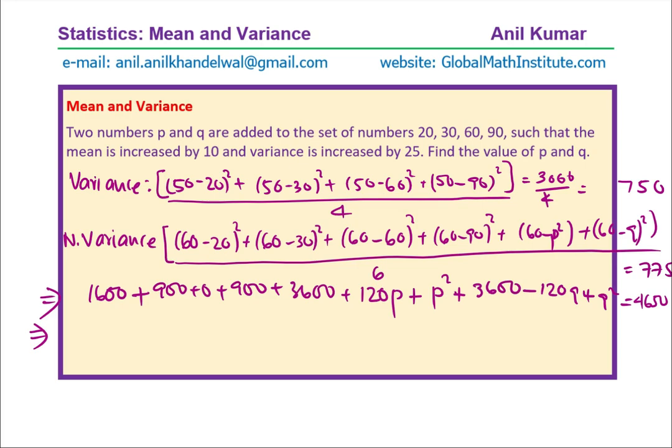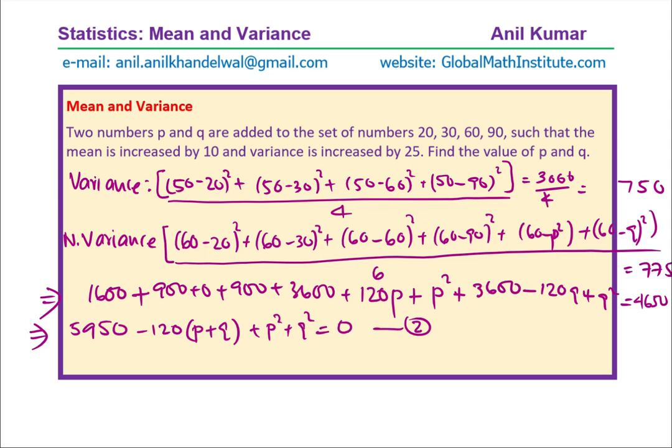So we get this as 5950 minus 120 into p plus q plus p square plus q square equals 0. So that becomes our second equation. So we know what p plus q is, and now we know what is p square plus q square, right? So now, using these two equations, we can actually solve.